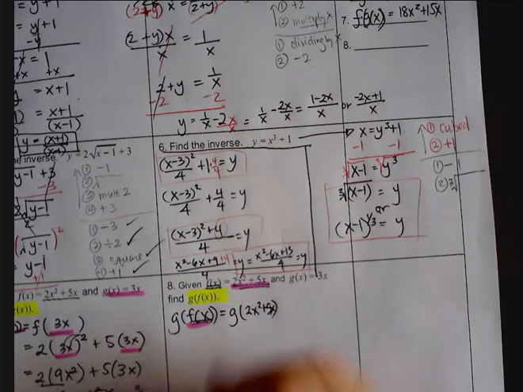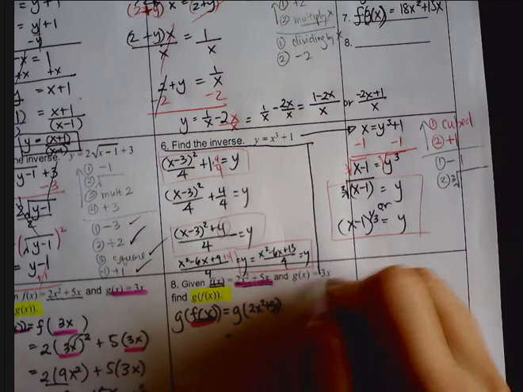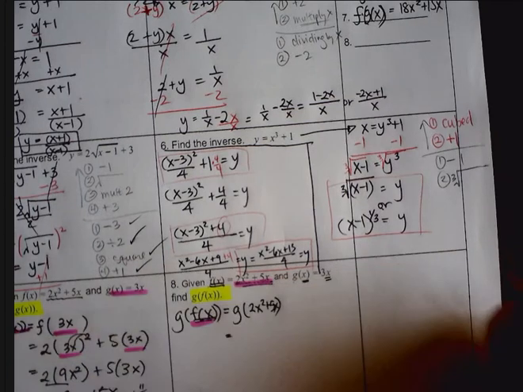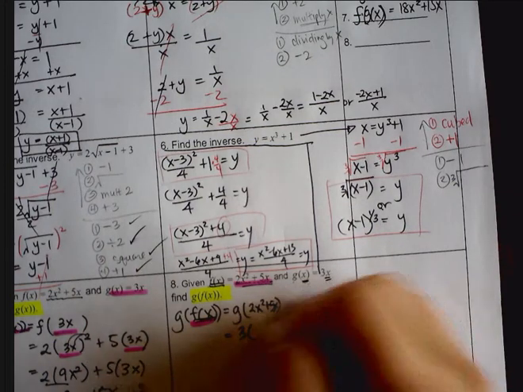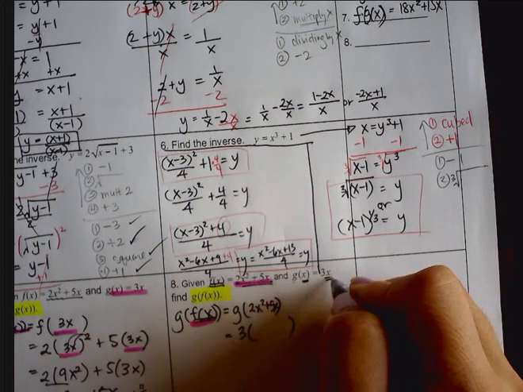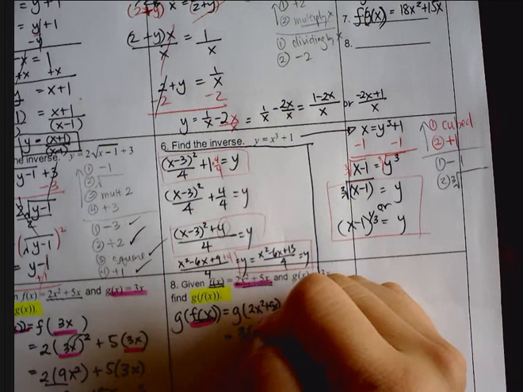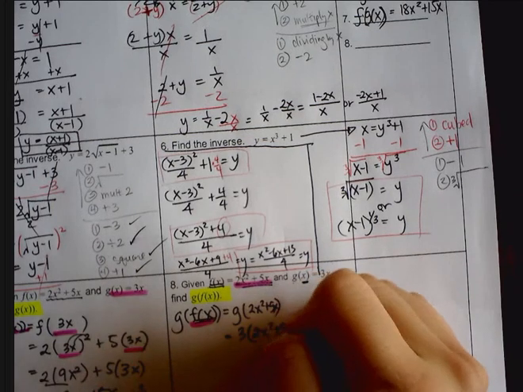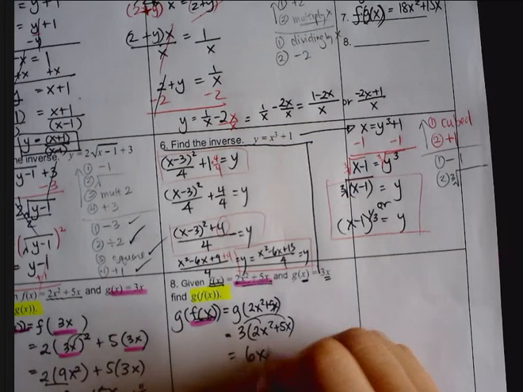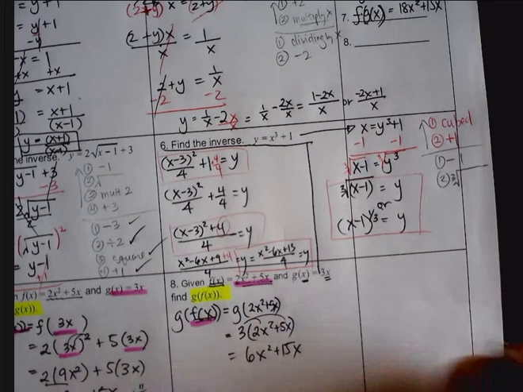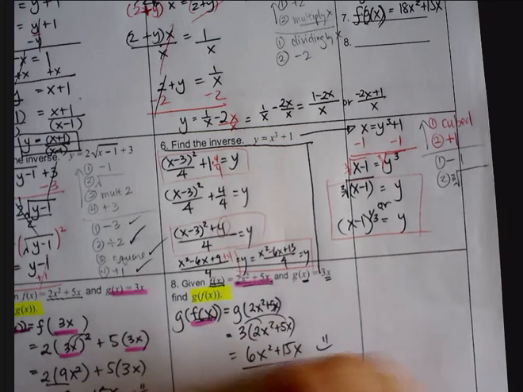So I'm going to do that times 3, which means I distribute that 3, so I have 6x squared plus 15x. And that's correct. If you wanted to factor out the 3x and say that's 3x times 2x plus 5, that is also correct. So g of f of x, not just g of x. g of f of x is 6x squared plus 15x. All right?